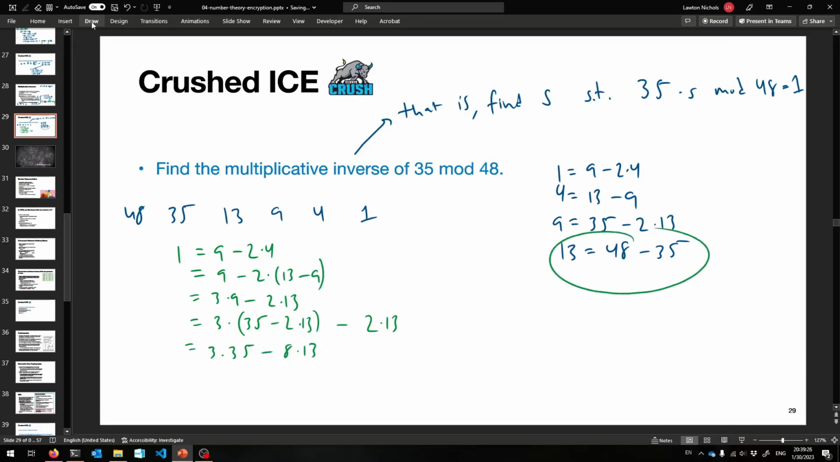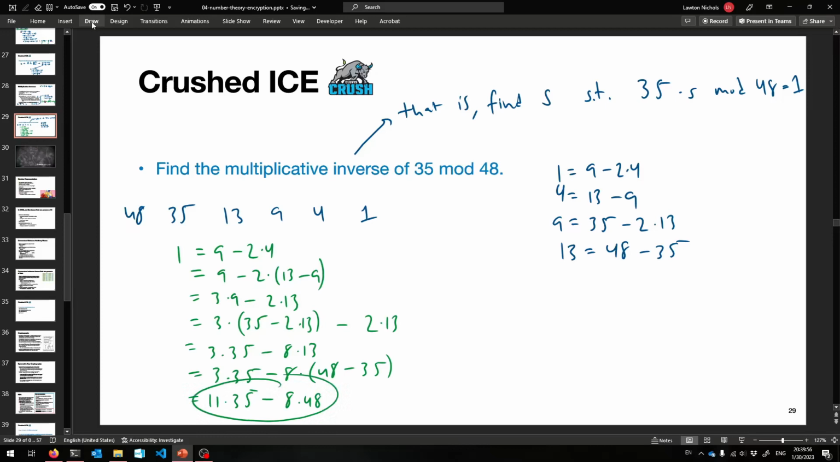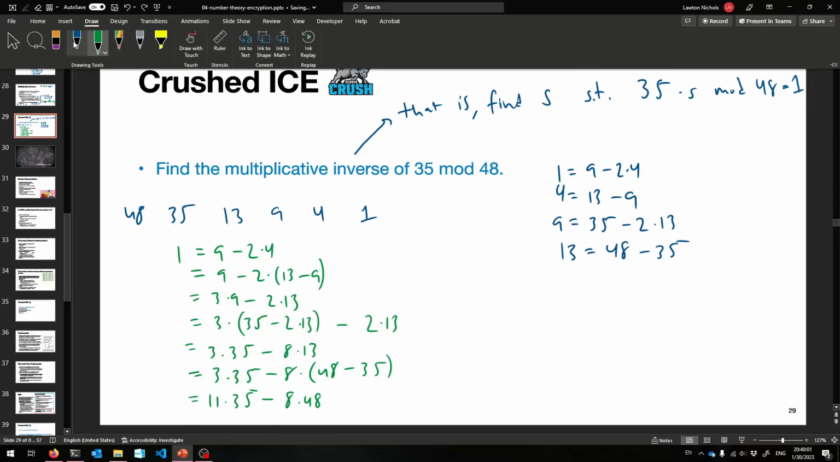But what is 13 but all this? So let's, one last time. 3 times 35 minus 8 times 13, which was 48 minus 35. And this finally is equal to how many 35s? I have 3 and then plus another 8, so positive 11 times 35 minus 8 48s. All right, and so now I have these two numbers equal 1 when I found the constants out in front of them. And so what happens?